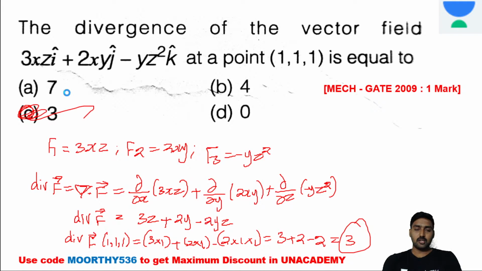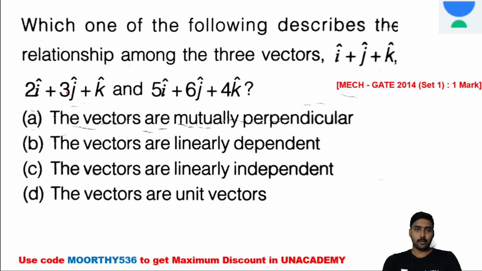And we are moving to the next question. Here, which of the following describes the relationship among the three vectors? First one, it's linearly dependent or linearly independent or mutually perpendicular or unit vector. It's not a unit vector, right? The values are changing, so these vectors are not unit vectors. Is it clear now?